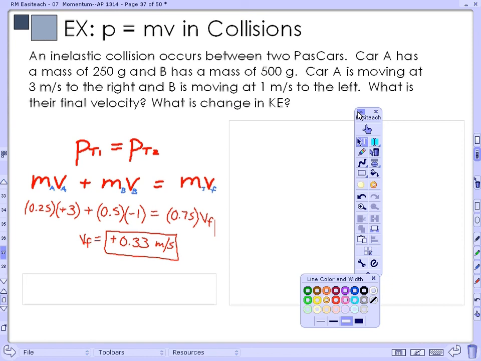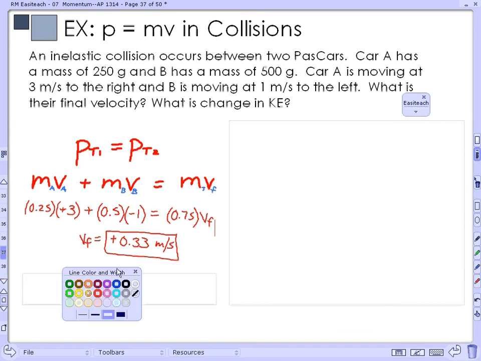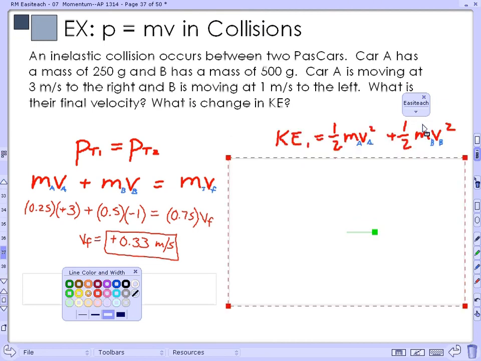Now change in kinetic energy. And those of you writing, don't feel too rushed, even though I'm going a little bit fast, because this is all going to be on YouTube. You can hop on your phone, you can look at it. Change in kinetic energy, very simple. I'm going to calculate the kinetic energy before this collision occurred, and I'm going to calculate the kinetic energy after this collision occurred. So the kinetic energy before was the sum of 2 kinetic energies.